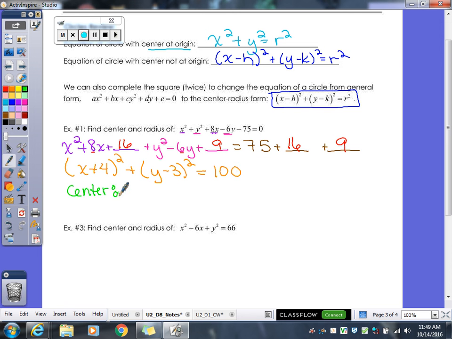So what would be the center of this circle? Negative 4, 3. What would be our radius? 10.